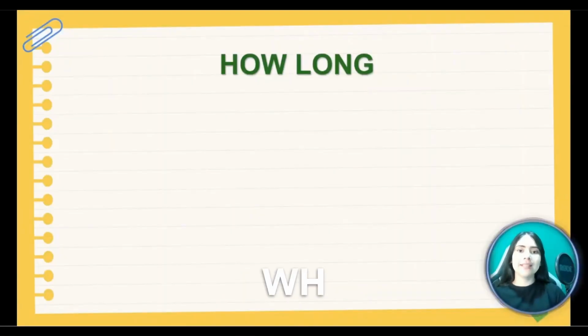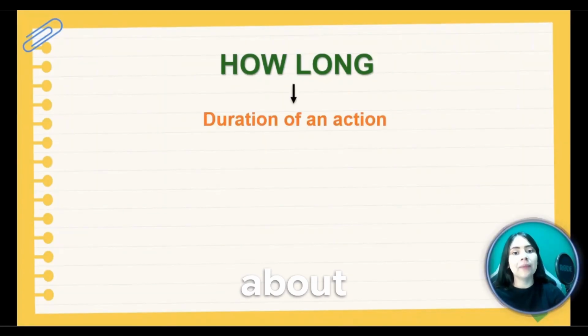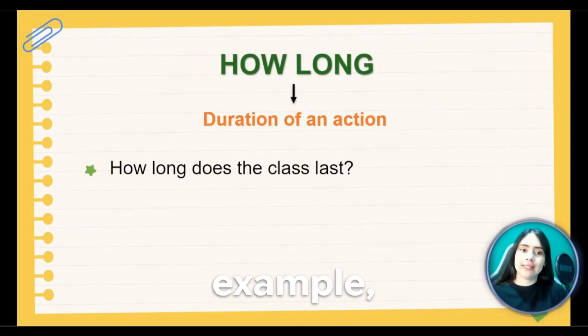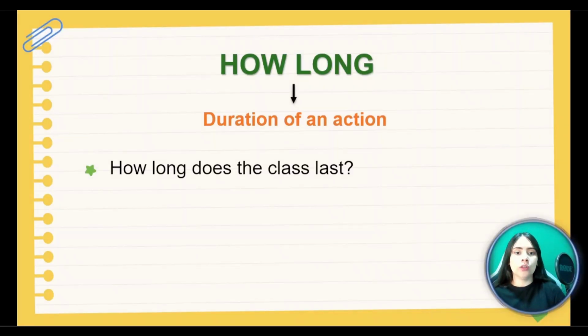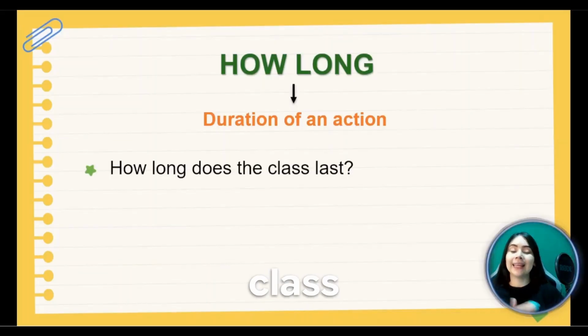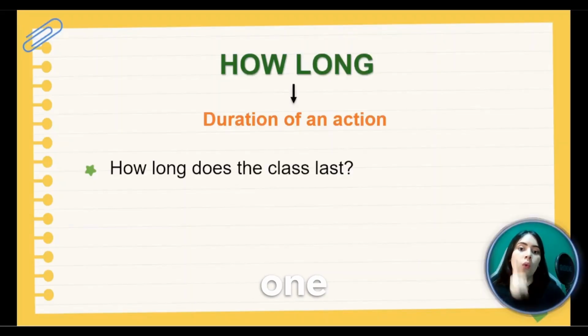Another WH is how long. And this is super easy because we use it when we are asking about duration, the duration of an action. For example, how long does the class last? The class lasts 2 hours, 1 hour.